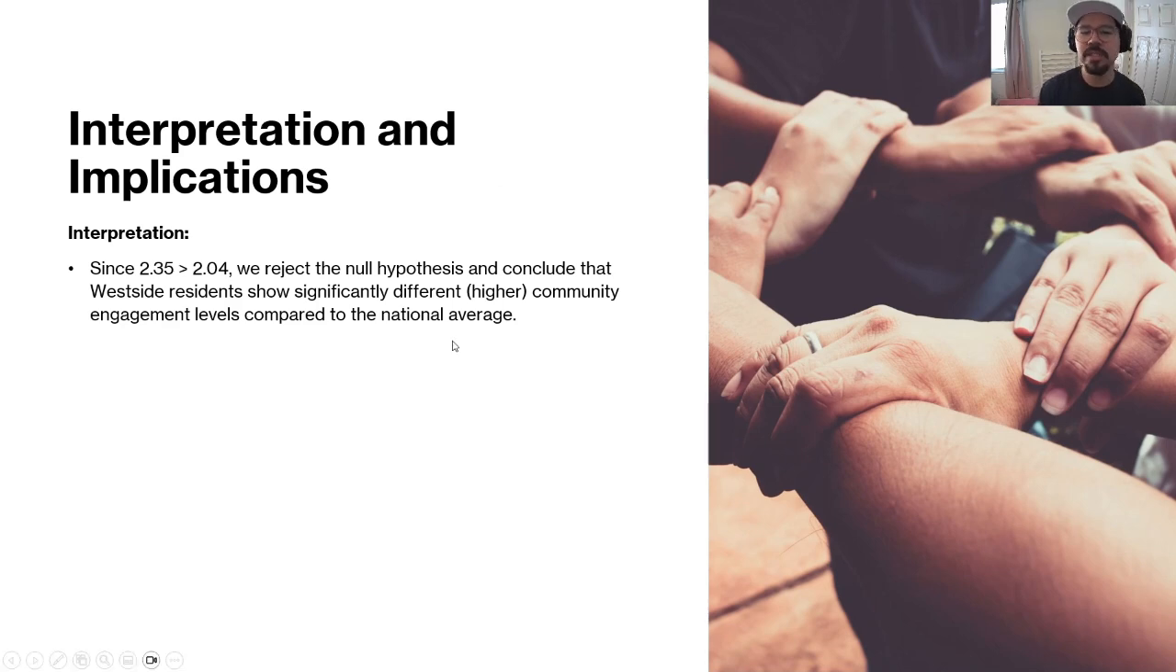But the interpretation effectively is that since 2.35 is further from 0 than 2.04, we reject the null hypothesis, and conclude that Westside residents show significantly different, higher, right? We calculated a higher average, community engagement levels compared to the national average. What are some implications for this? If we were doing this in class, I would actually pause here and ask you to think about it. But instead, I just gave you a couple ideas of what implications this kind of research could carry.